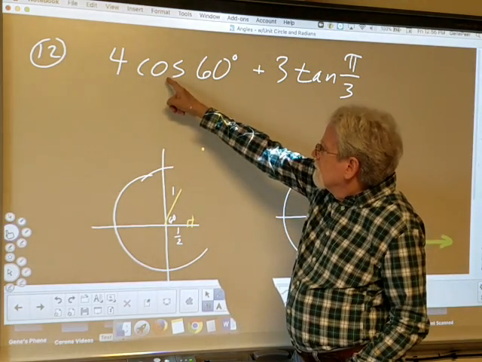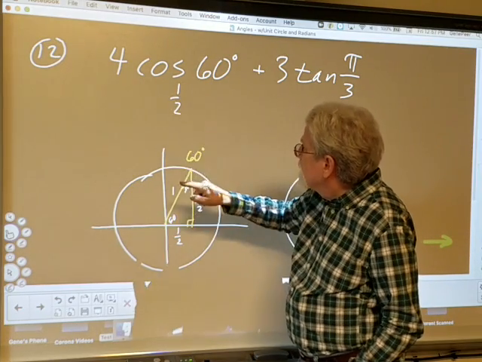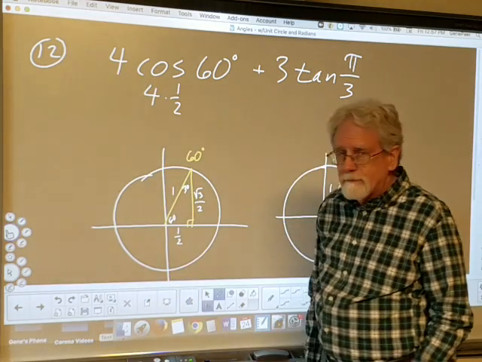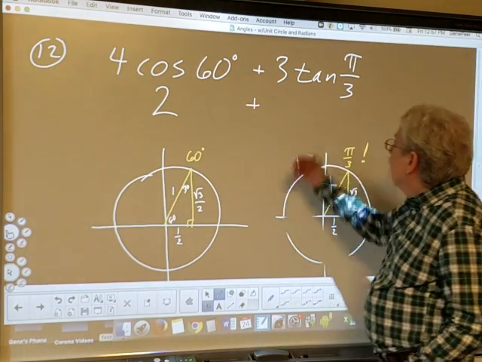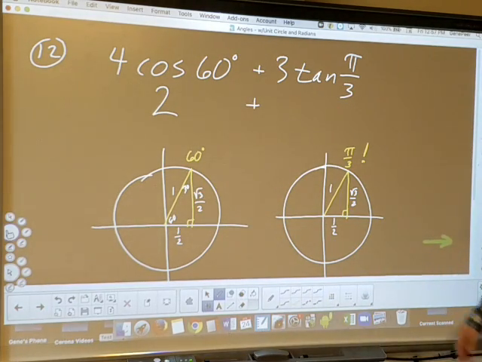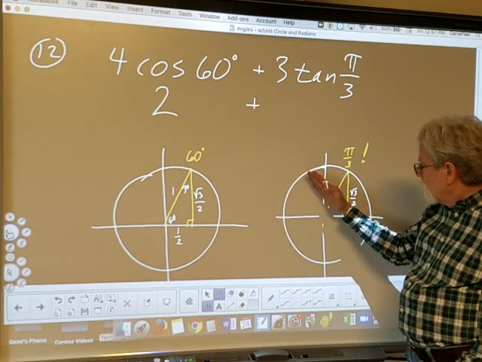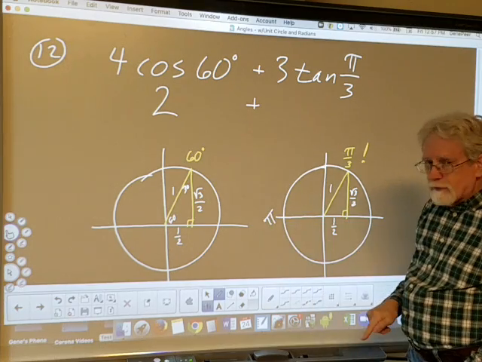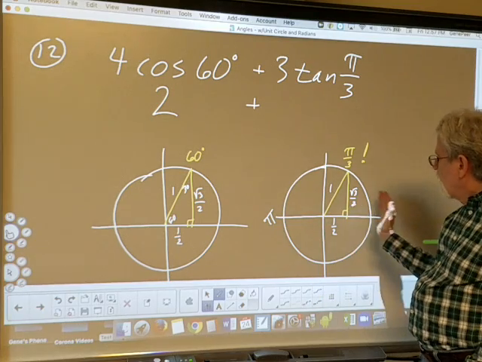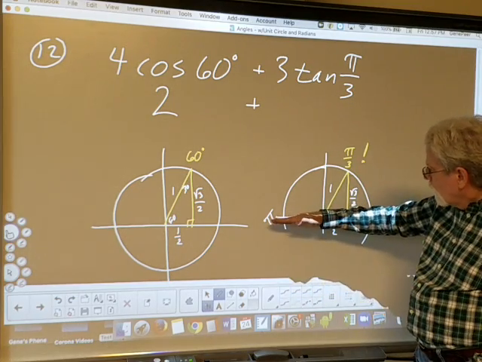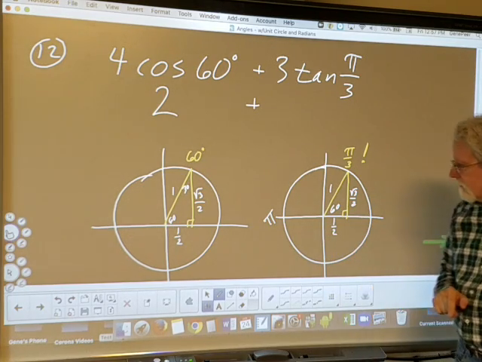So the cosine of 60, adjacent over hypotenuse, 1/2 over 1. That's 1/2. But don't forget to multiply it by 4. So here we have 2. Plus. Okay, 3 times the tangent of pi over 3. Oh, well, pi over 3 is the same thing as 60 as we already observed. That's 1/3 pi, 2/3 pi, 3/3 pi. Makes sense. Counting by thirds, we realize, oh, I'm at 1/3 of a pi. 1/3 of a pi would be right here at what we call 60 degrees again.